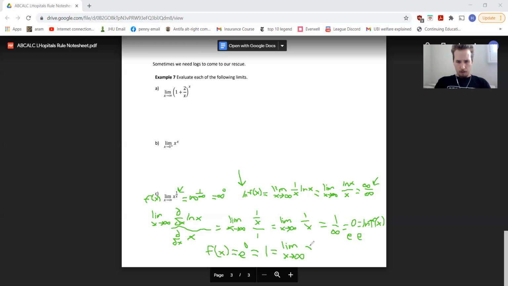I managed to get through this recording okay, and somehow something's going to mess up at the very last second. Okay, and so this is your answer. So these are all three of the problems under example 7 where we have to use logs to make it into a form that we can use for L'Hopital's.